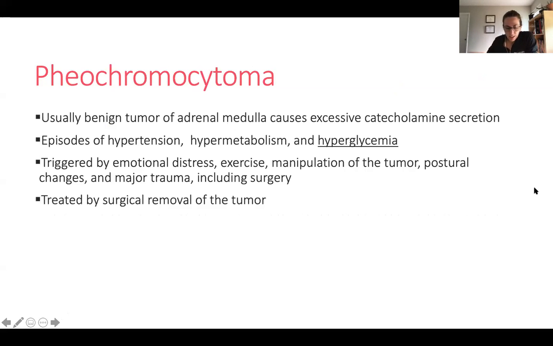Another condition is a pheochromocytoma. And that is when there is a benign tumor in the adrenal medulla that causes excessive catecholamine secretion. So the patients will exhibit episodes of hypertension, and their blood pressure will be pretty significantly high. They'll have hypermetabolism and hyperglycemia. The classic finding as far as the hypertension goes is their diastolic blood pressure will be 115 or higher.